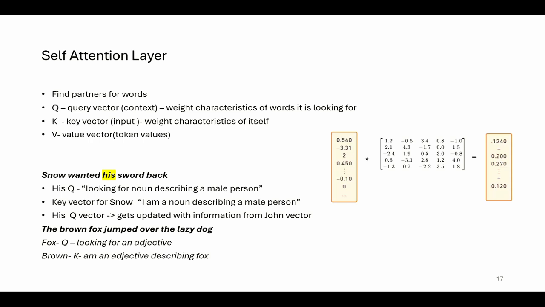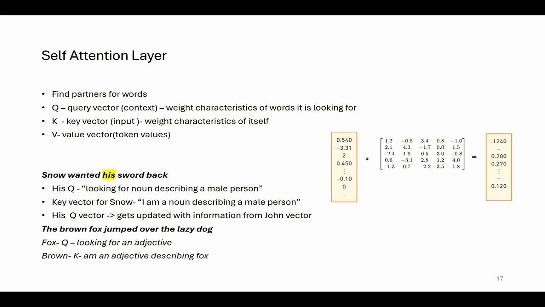So what actually happens here is there is something called a query. Let's say we have this sentence: Snow wanted his sword back. Snow is Jon Snow from Game of Thrones, if nobody is a fan. So how do the embeddings influence each other? Think of it as, when you use the word his, you basically have what is called a query vector. A query vector is basically looking out for a bunch of characteristics.